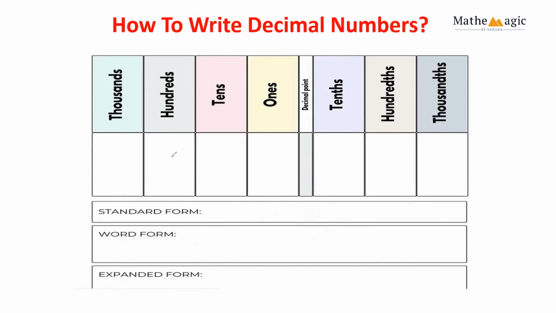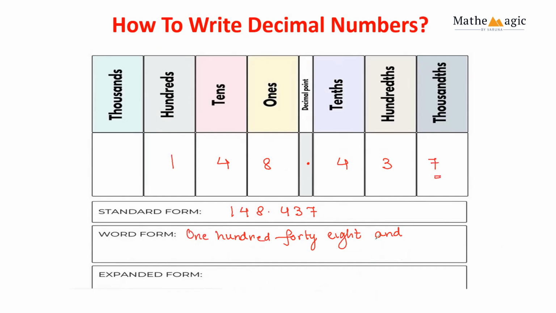If I take, say, 148.437, the standard form is 148.437. The word form will be 148, according to the international place value chart of numbers. Then for the decimal point, we say "and." Now it ends at the thousandths position, so it will be 437 thousandths.